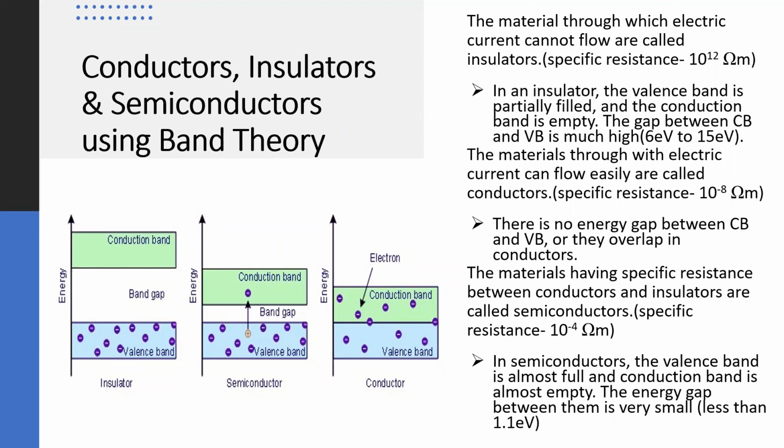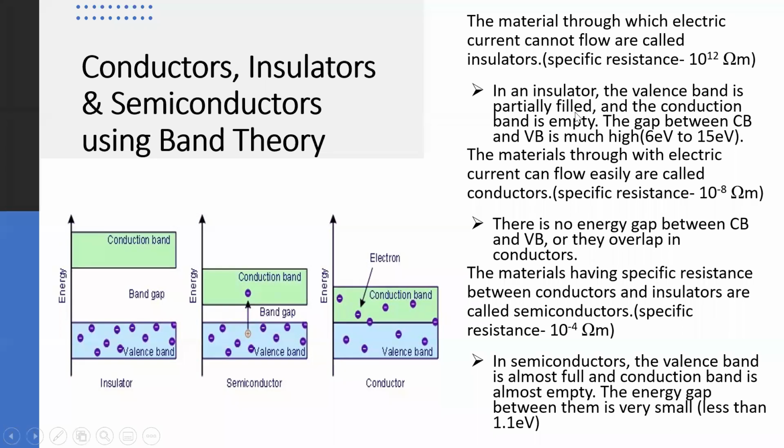Now let us see what conductors, insulators, and semiconductors are, which you have already learned. But here we will focus on how we can classify them according to the arrangement of the valence band, conduction band, and band gap, which is nothing but the forbidden band. So the materials through which electric current cannot flow are called insulators, which means they have very high specific resistance. Their specific resistance is almost 10 raised to 12 ohm meter.